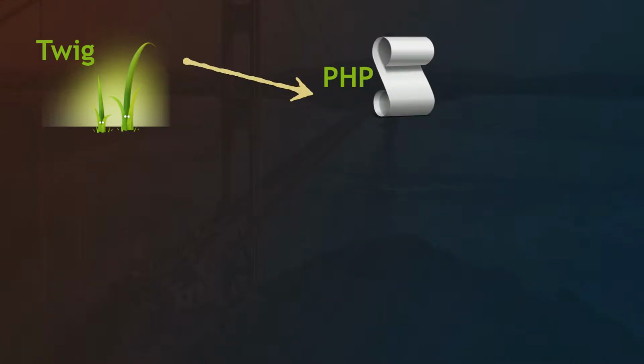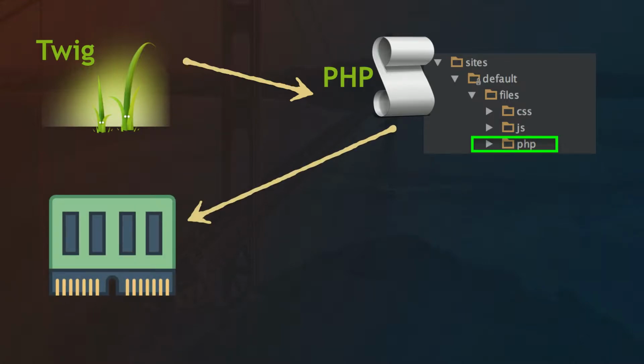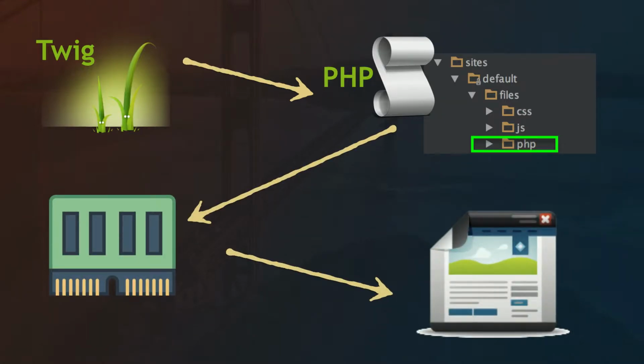When a project page renders, it converts what you've written in Twig and compiles it using a PHP script. And if you're curious, this is where those PHP scripts live in the Drupal project. The script essentially stores the compiled code into memory and then turns it into the page that we're visiting.